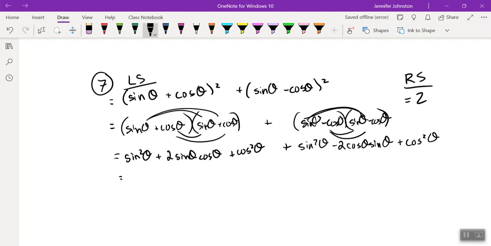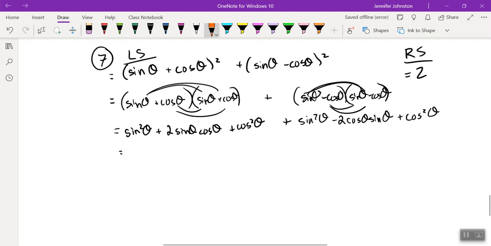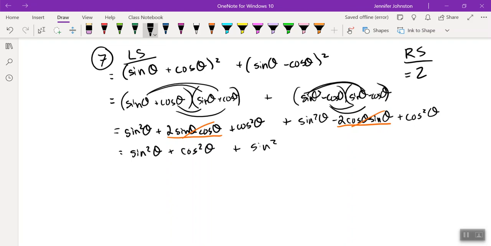All right, let's see if we can organize some things here. Those middle terms here and here, well, they cancel out. And then we have a sine squared plus cos squared. We know what that is. And then we have another sine squared plus cos squared. Well, this equals 1 plus 1, which is 2. Left side is equal to right side.